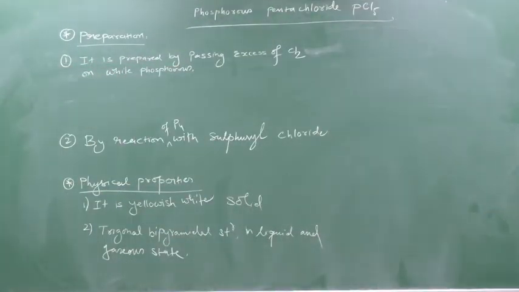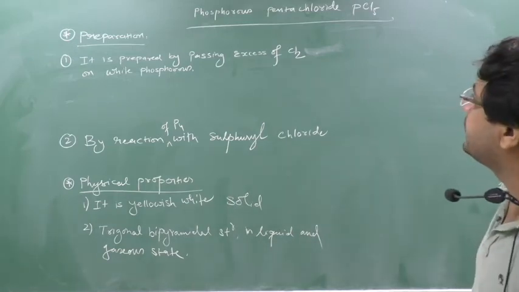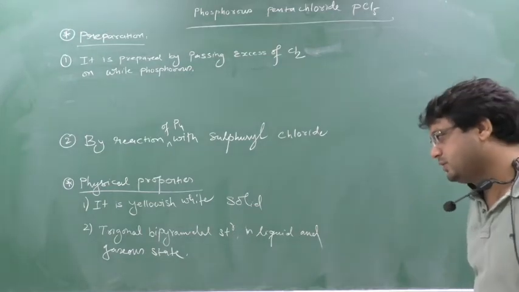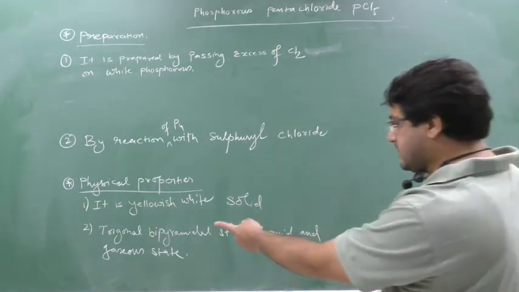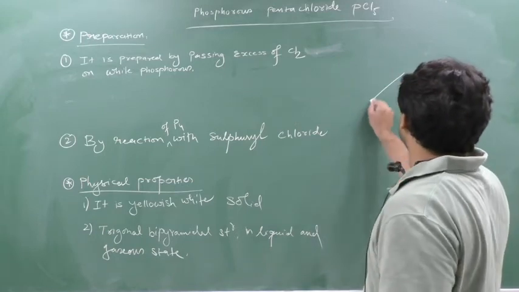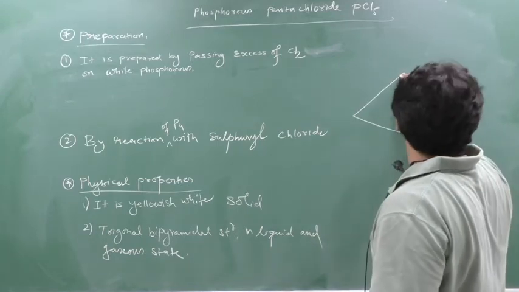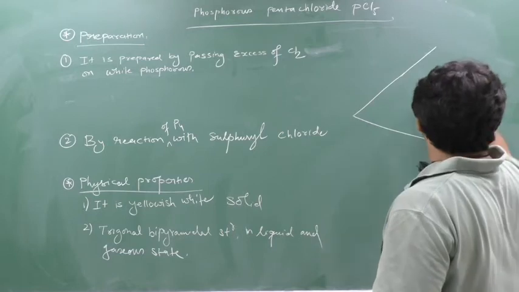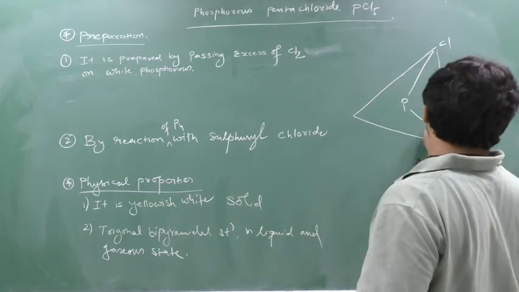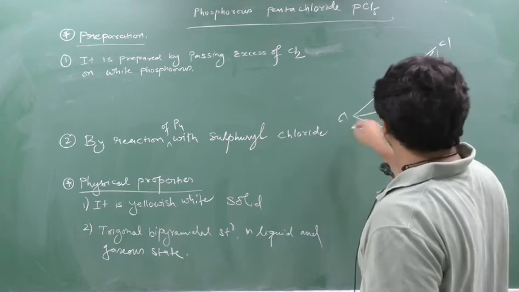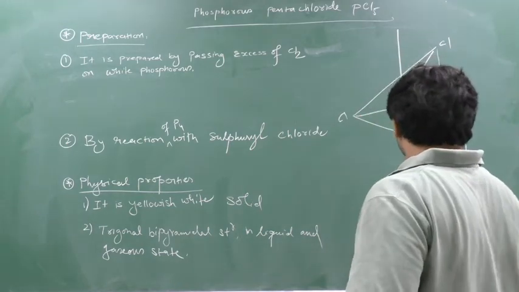PCl5 is known as phosphorus pentachloride. Clear? So first we will see phosphorus pentachloride. Okay, so first we will see the structure. The PCl5 structure is trigonal bipyramidal. So this is the structure of PCl5. This is P here. Here one Cl, here one Cl, here one Cl, and here 2 Cl.